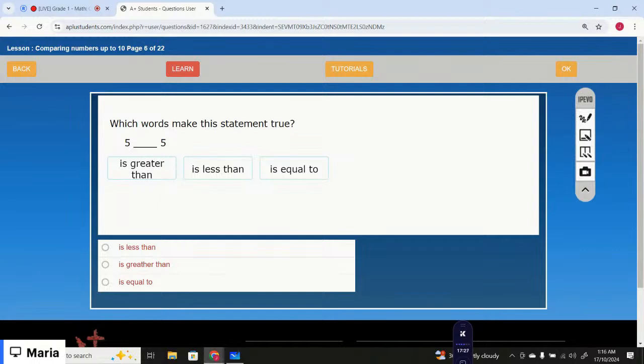Which words make the statement true? 5 and 5. Both the numbers are exactly the same, so they are equal. 5 is equal to 5. The correct option is equal.